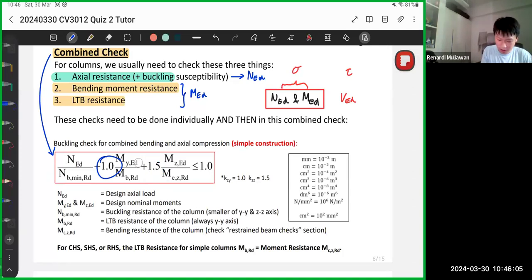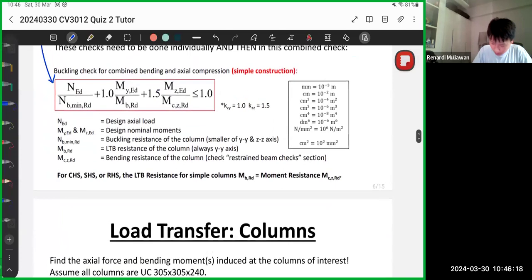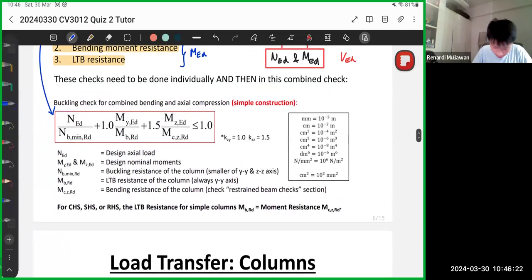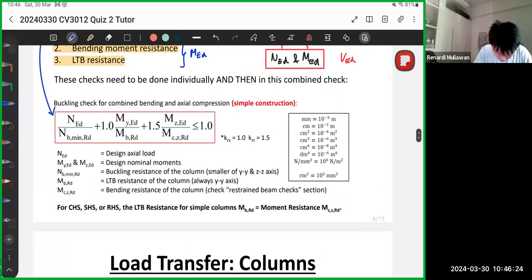If the construction is not simple, meaning there's like some fixed joint or something, the coefficient is something else, but this is outside the scope already. Okay. So yeah, I think that's all.